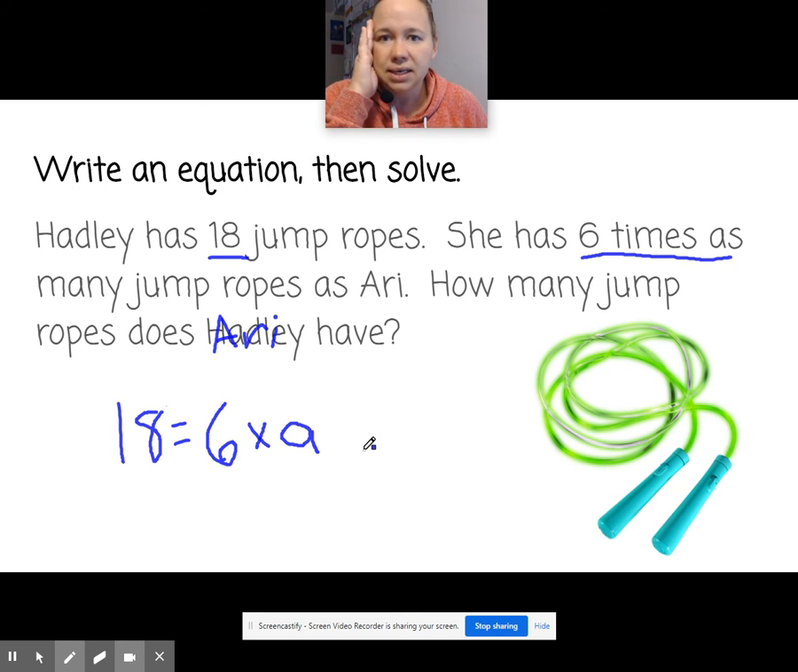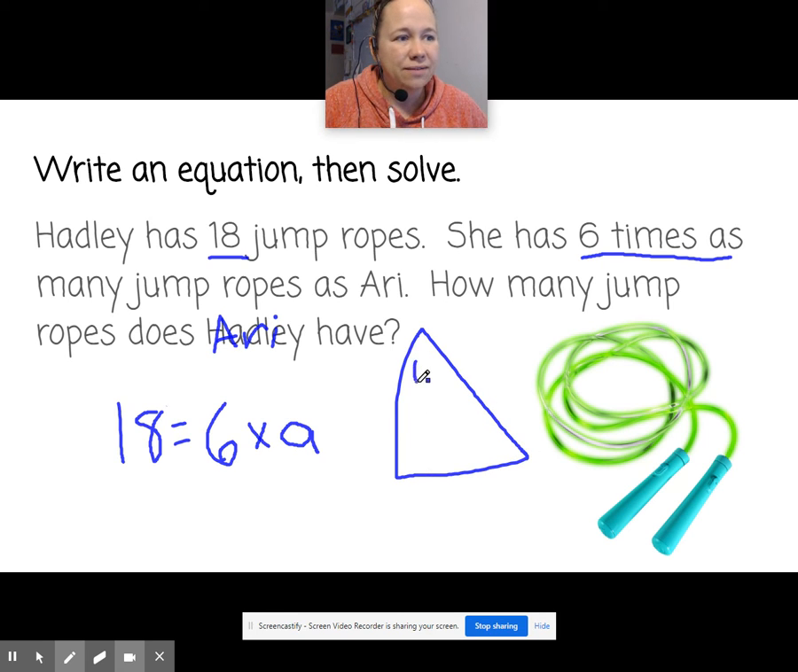So 18 divided by 6 equals A. Oh my goodness, this is a division problem, right? Or you can think of it like, what times 6 equals 18? And if you know your math facts, this one isn't that difficult. Remember that triangle we talked about with fact family? We have a 6 and we have an 18. What's the missing number in that fact family? Maybe you already know it. But if you don't, let's count by 6s until we get to 18. So 6 plus 6 is 12.